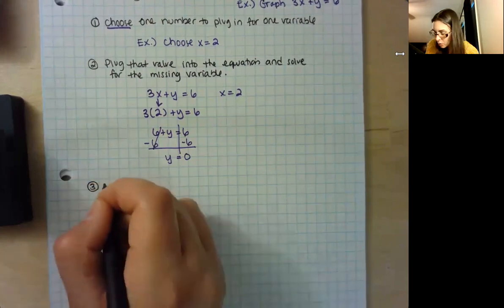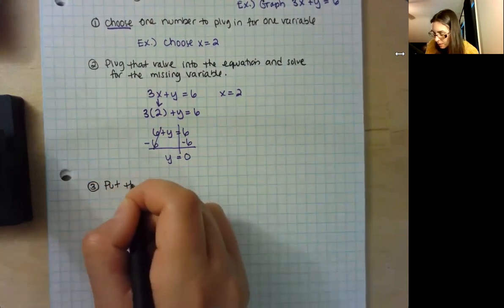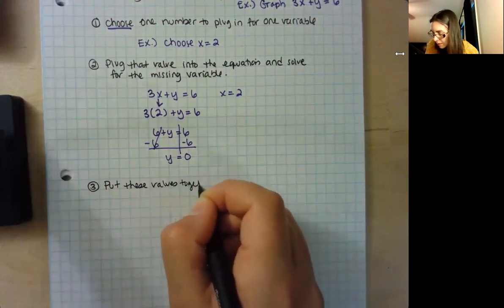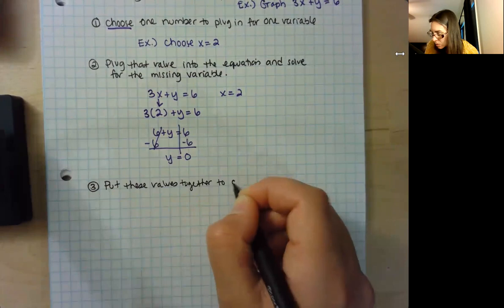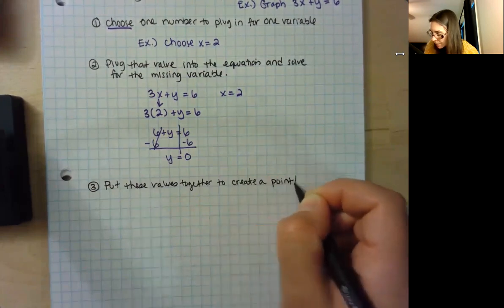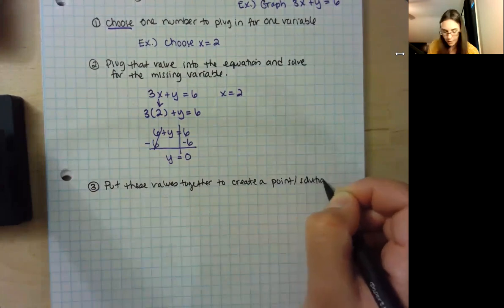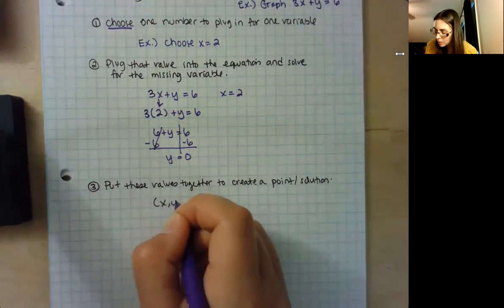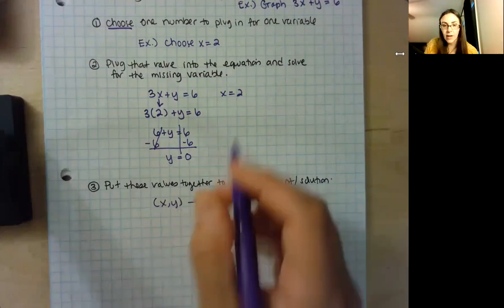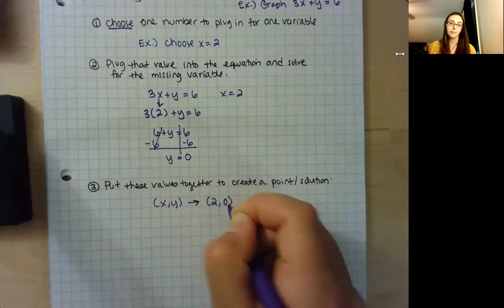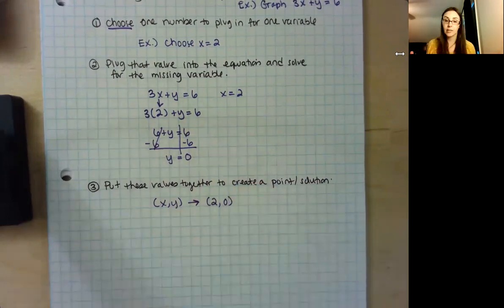And now you're going to put these values together to create a point, which is also a solution. So do remember that your point should be x comma y. So for this particular example, my x value was 2 and my y value was 0. So now I have my first point.